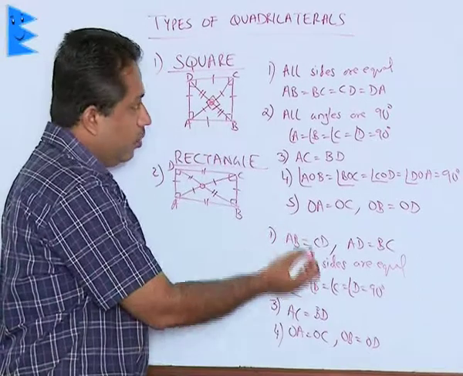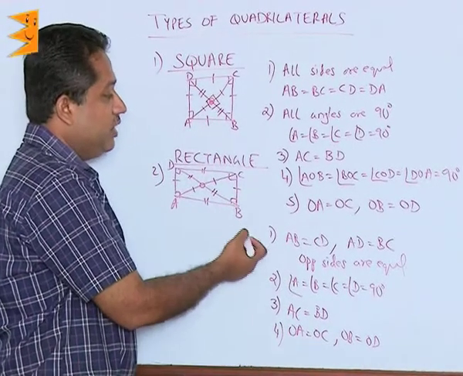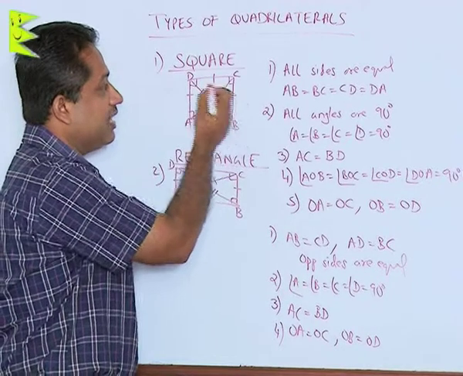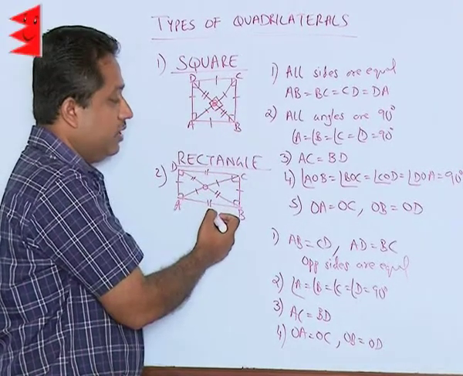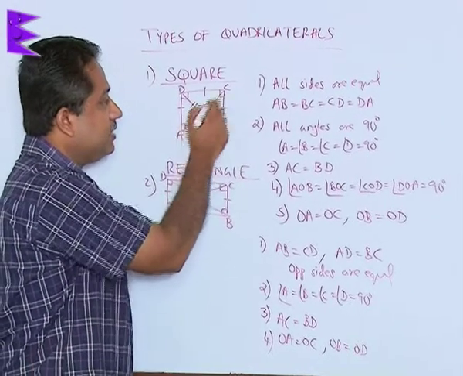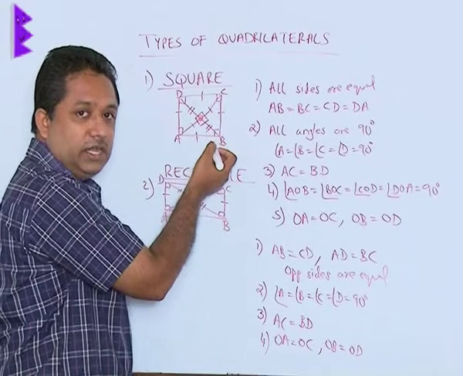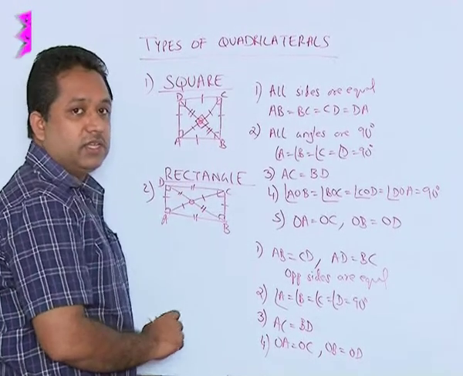Therefore, both square and rectangle have some common properties. So, the differentiation will lie in the sides being equal in case of a square. Here only opposite sides are equal. And secondly, the difference lies in the fact that here diagonals bisect each other at 90 degrees. However, in a rectangle, the diagonals do not bisect each other at 90 degrees.